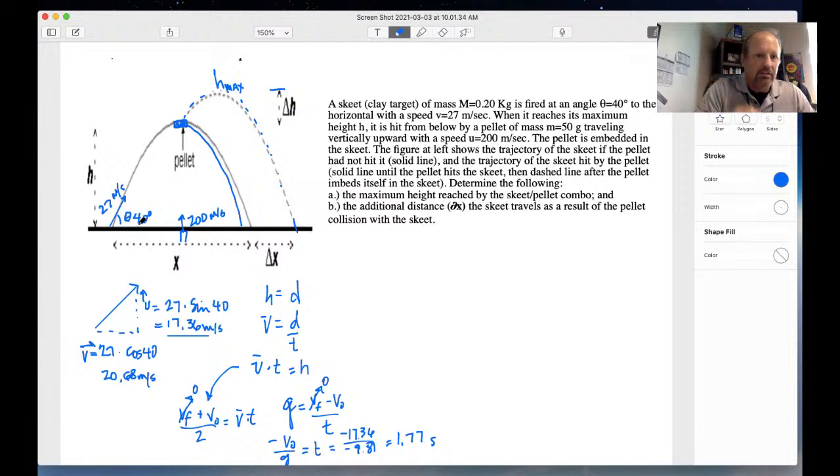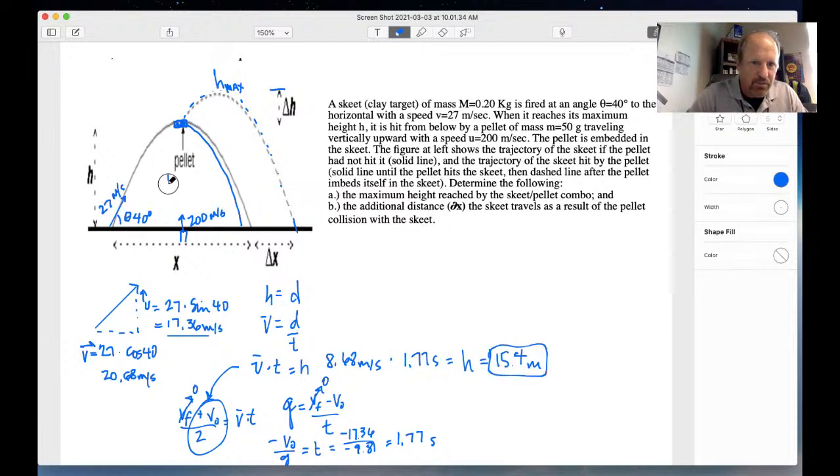If this is traveling upward at 17.36, half of that, the average, 17.36 divided by 2, is 8.68. So this turns out to be 8.68 meters per second, right? Because the average velocity is the initial velocity divided by 2 here, since the final velocity is 0. So 8.68 times 1.77 seconds gives us a height of 15.36. Well, actually, we could call it 15.4 meters. So the height that it gets to is 15.4 meters.